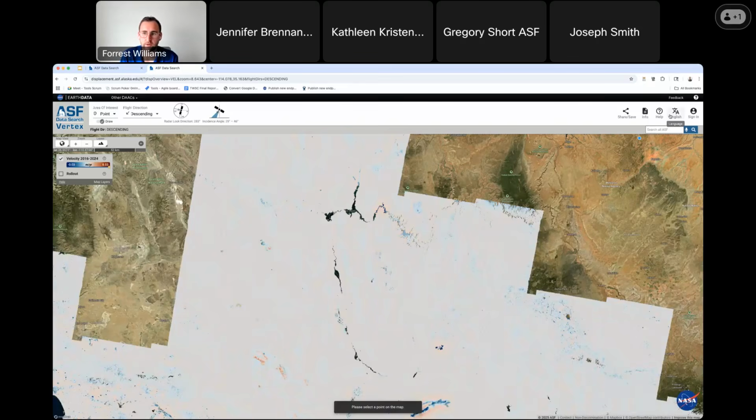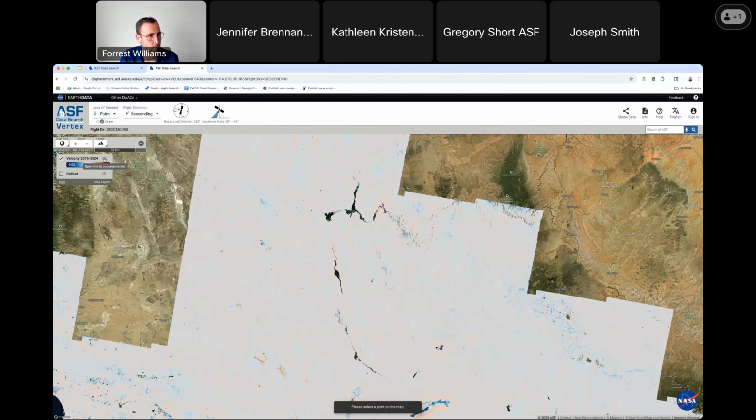And then one thing we're very excited about as well is that this OPERA Displacement Portal also fully supports the Spanish language. So you can flip over to Español here, and the vast majority of the portal, with the exception of some very technical language, will change over to the Spanish language. And then as well, over here, we have documentation about the individual layers as well.